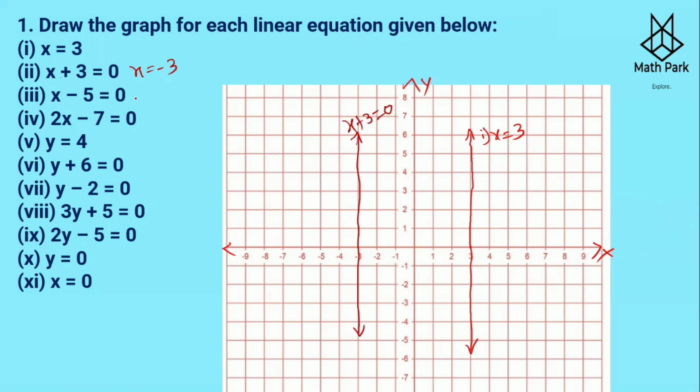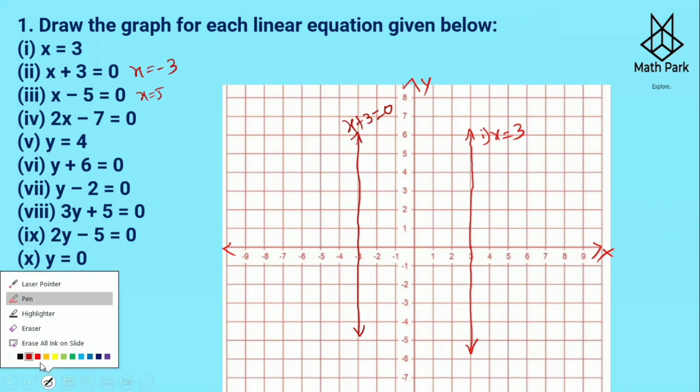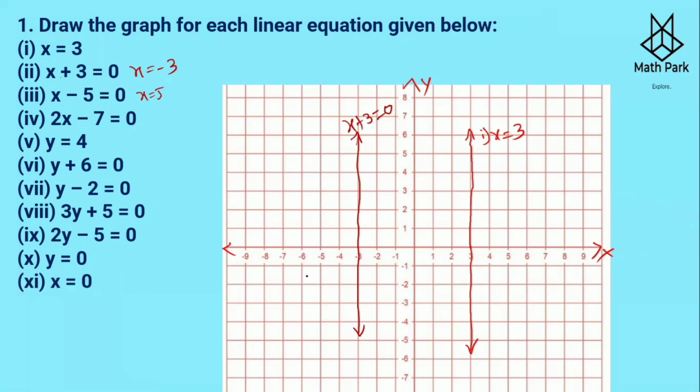Now x minus 5 is equal to 0 is nothing but x is equal to 5. So let us draw x is equal to 5. This is again a line which is going to be parallel to the y-axis. It passes through the point 5 on the x-axis and is parallel to the y-axis. So this is the line. The third one, that is x minus 5 is equal to 0.